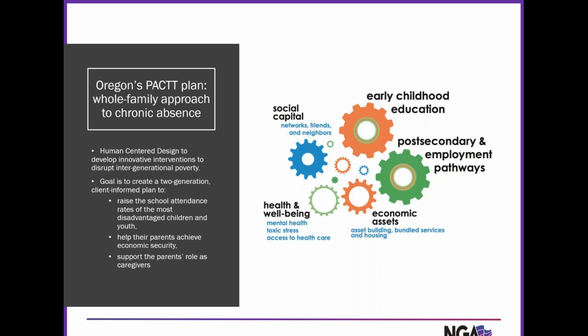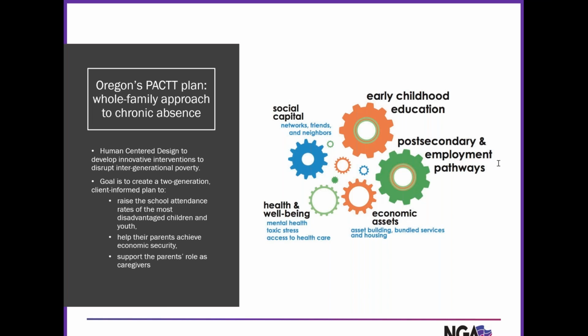To get a little bit more into the PACT project in Oregon in particular, since we're about to hear from Oregon: while each of the 5 states has a different policy focus for their state strategy, Oregon's approach is squarely focused on the development of a 2-gen strategy to impact chronic absenteeism, which will augment the state's existing statewide efforts related to chronic absence and high school graduation. Oregon's state strategy includes using human-centered design to develop innovative pilots to disrupt intergenerational poverty while creating a 2-gen client-informed plan that will raise the school attendance rates of the most disadvantaged children and youth, help parents achieve economic security, and support the parents' role as caregivers.